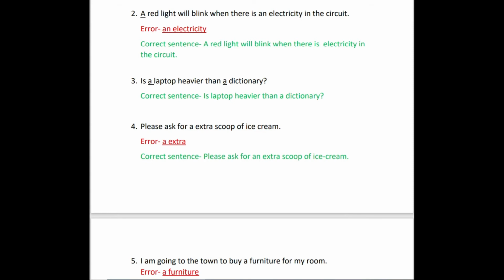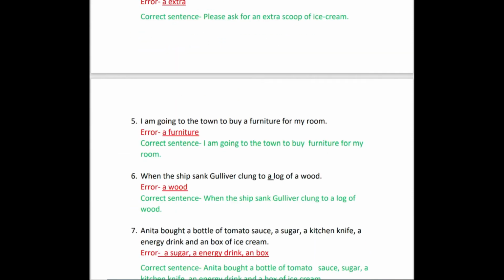Now comes number 5. I am going to the town to buy a furniture for my room. Again, the error is a furniture. Why do we say that this is an error? Is it correctly written? No, this is wrong. The correct answer: I am going to the town to buy furniture.